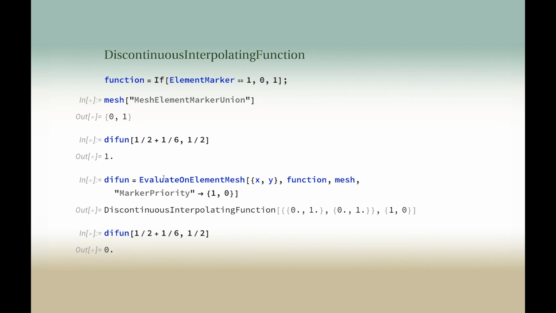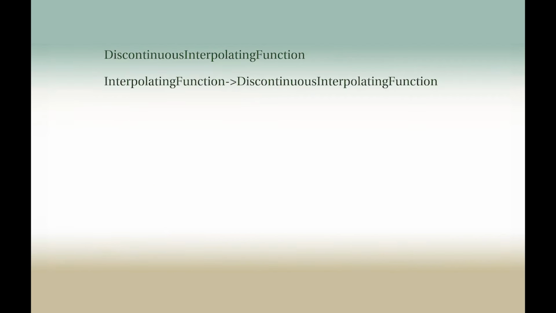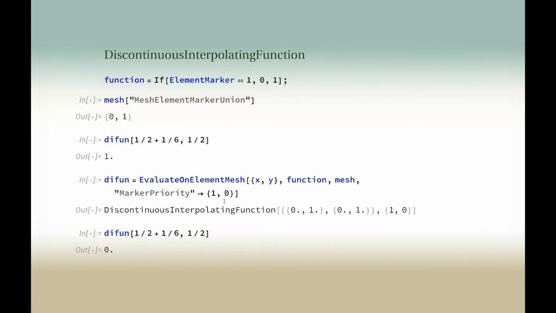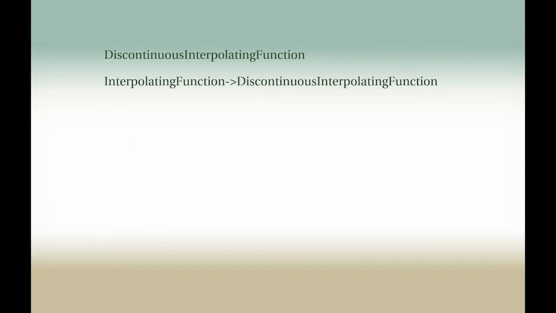If I now go ahead and recreate an interpolating function and say that the marker priority is 1, 0, so it's just the reverse order. So we say the marker 1 has a precedence over a priority over 0, then we get a discontinuous interpolating function, but now at this value, we get the value of 0. So that's how you define what is going to happen at the interface. So the way to generate discontinuous interpolating functions is by evaluate on mesh, it's number 1, or you can give this an interpolating function as an argument to the discontinuous interpolating function, and it's going to make the transformation itself.